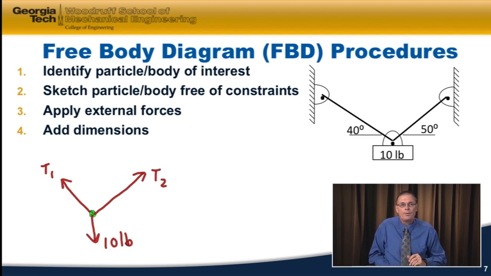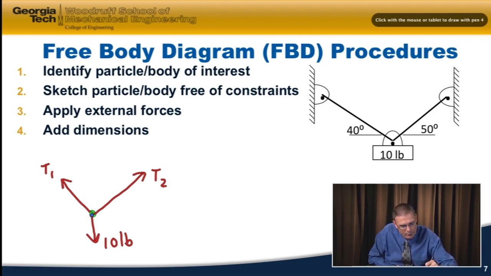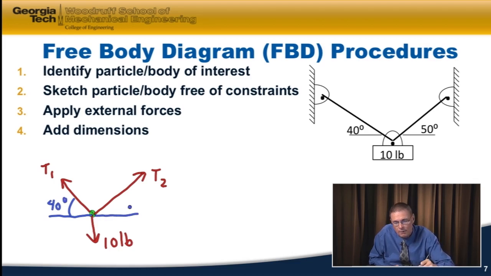And the last step in our free body diagram is to add dimensions. In this case, the dimensions that we have are these angles, which are 40 degrees and 50 degrees. And so that's a good free body diagram. You'll find the ability to draw this type of diagram will help us tremendously in applying the equations of equilibrium to find, for instance, the tension in these 2 cables in future problems.